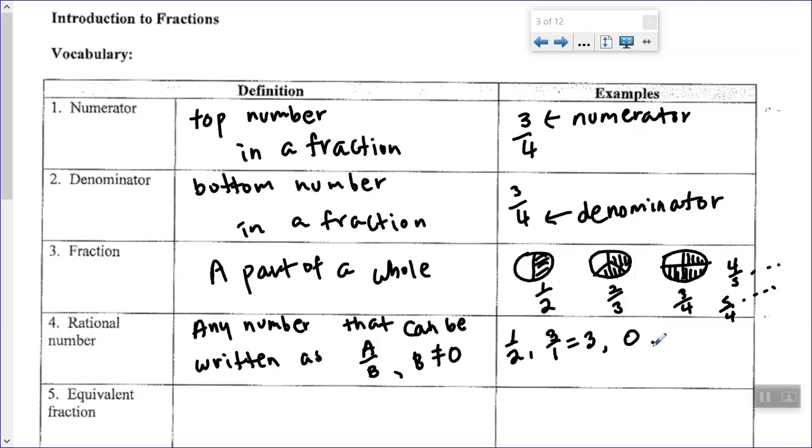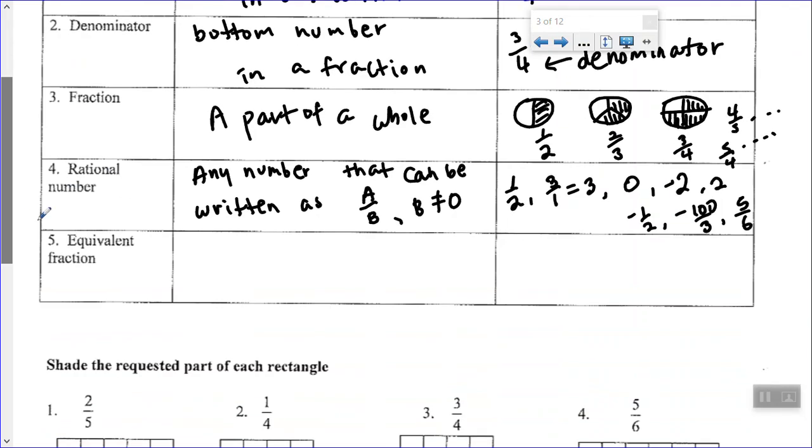And then it could be 0, it could be -2, +2, could be -1/2, could be -100 over 3, could be 5 over 6. So rational number is a bigger term that includes integers or fractions. So it's a bigger category.